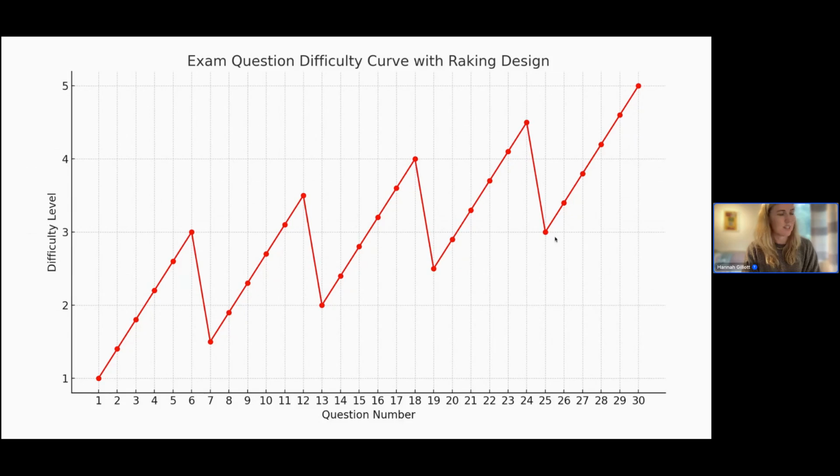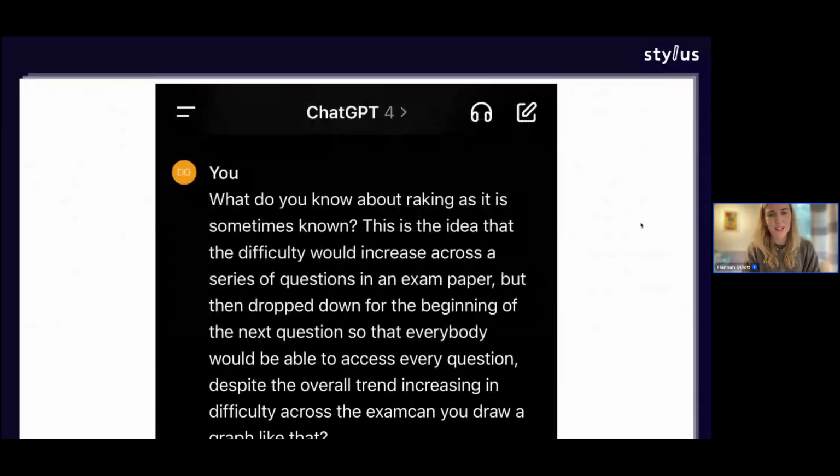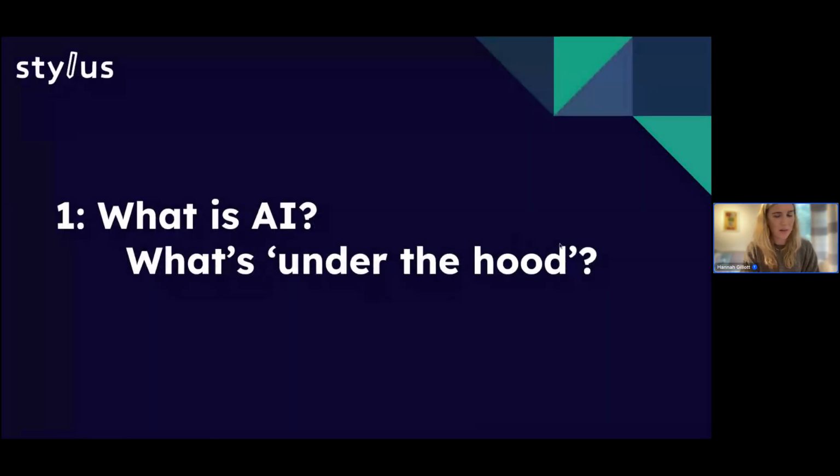And if you are interested, this is the prompt from ChatGPT-4 that was used to create the graph that you've just been looking at, and that is very much going to be the theme. How can you use AI to get things that you need and to help you save time in your school day? So what is AI and what's going on under the hood? We're going to start there.